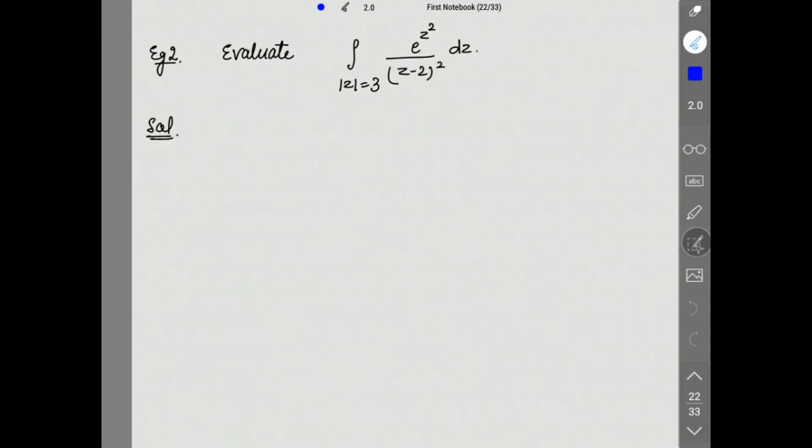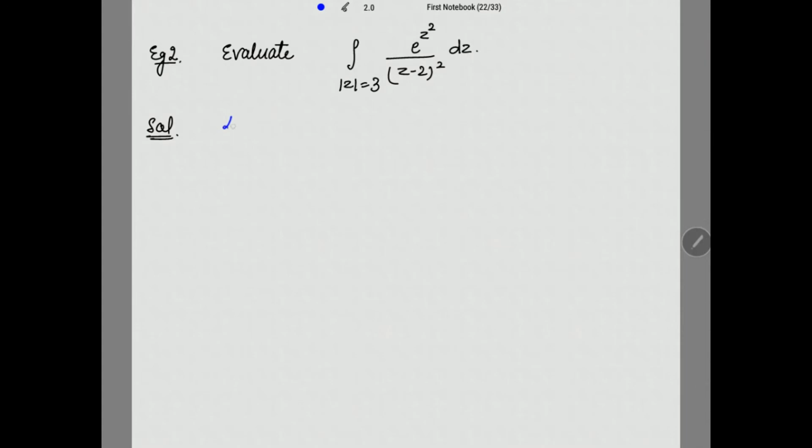Next one is evaluate mod z is equal to 3 of e to the power z square over (z minus 2) whole square. Now here the power is greater than 1, so we have to use the Cauchy's integral formula. And also the circle is given again, mod z is equal to 3, which is centered at 0. Now, what is this point z0? Z0 point is 2 here. Does this point lie inside the circle? Yes, of course. So let's start.